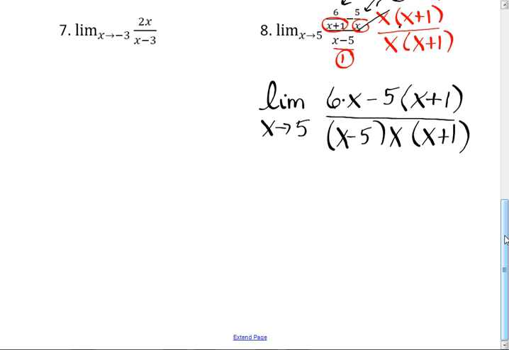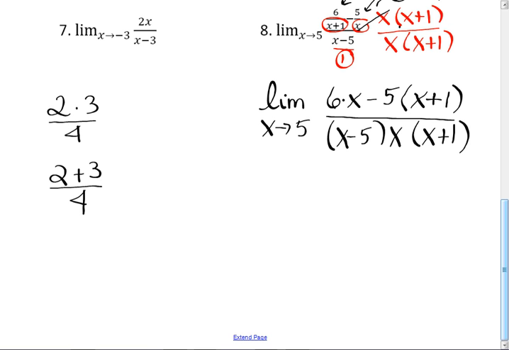Now, some of you want to go and cancel the x plus 1s. You can't do that. Let me give you an example. What if I took 2 times 3 over 4 versus 2 plus 3 over 4? See, when you don't know what to do, you go back to numbers because you know what this is. That's 6/4, and this is 5/4.